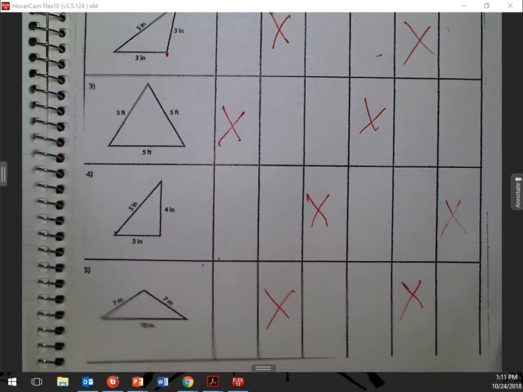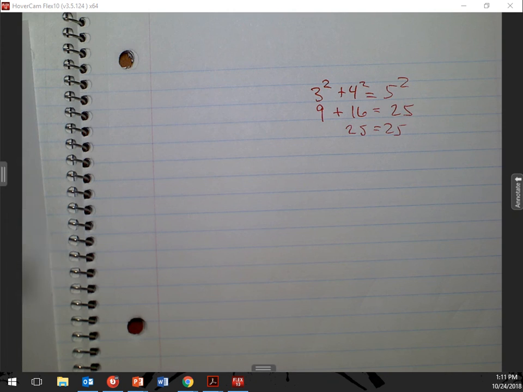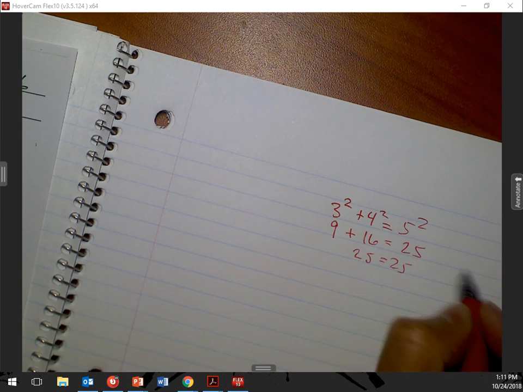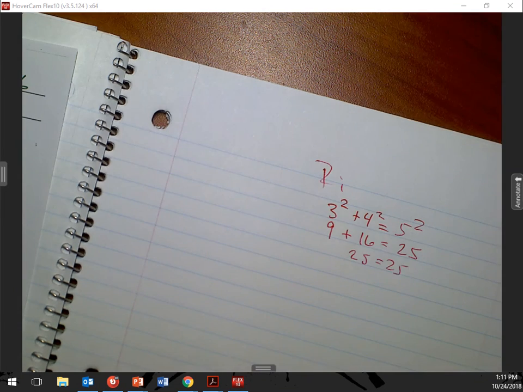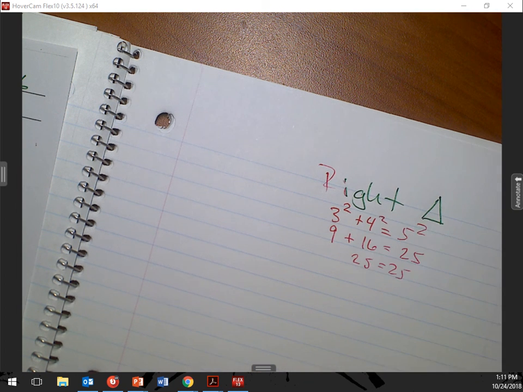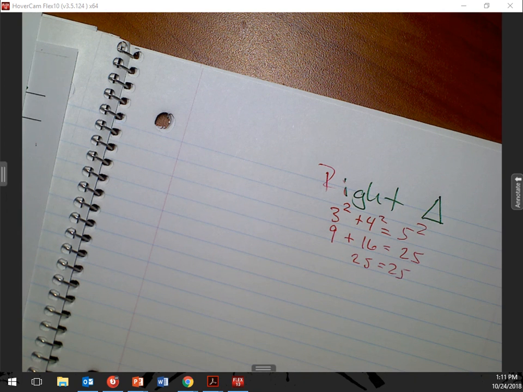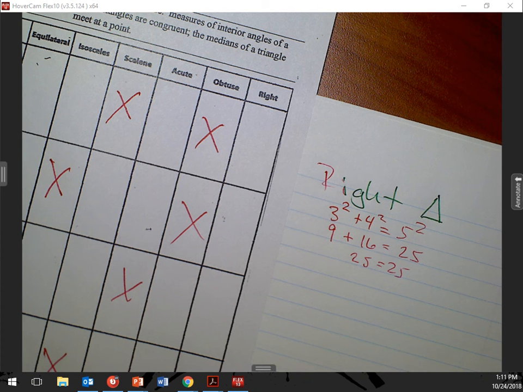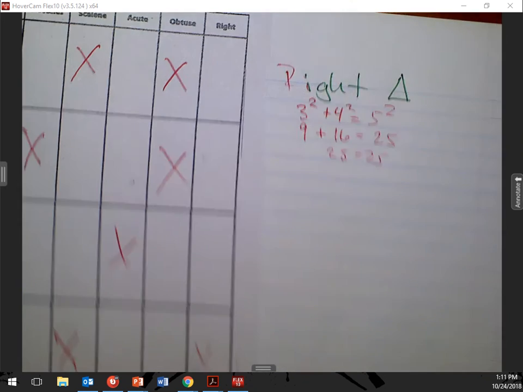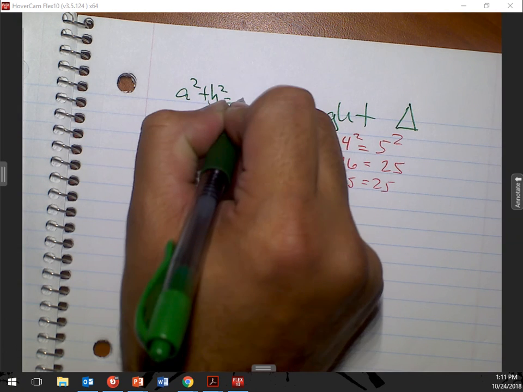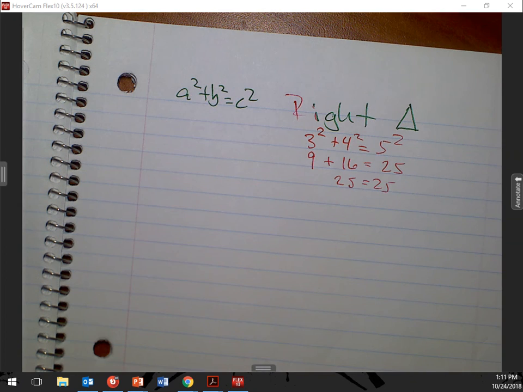Now, I'm going to show you guys the trick that I just did right there. This one right here is for my right triangle. So if 25 equals 25, that is going to be a right triangle. Now, in my Pythagorean theorem, my C value is always my longest one, right? It's going to be A squared plus B squared equals C squared, if you guys forgot it. So that's a right triangle here.